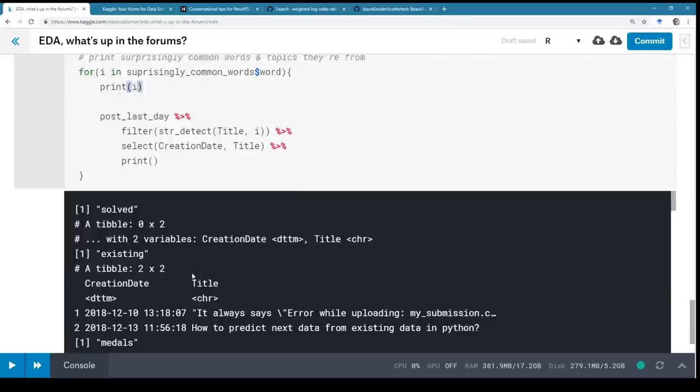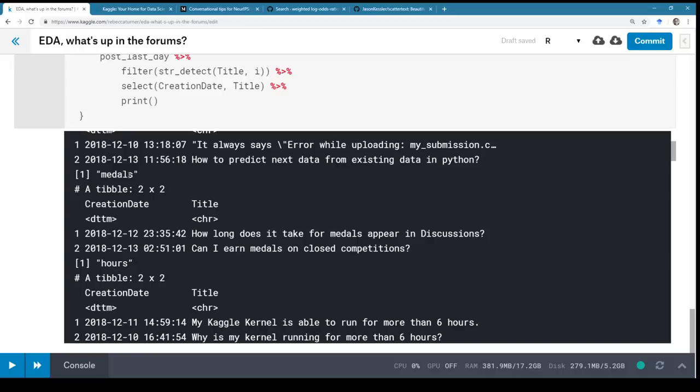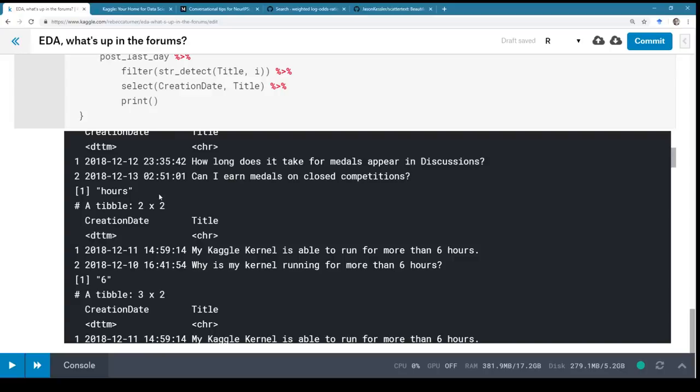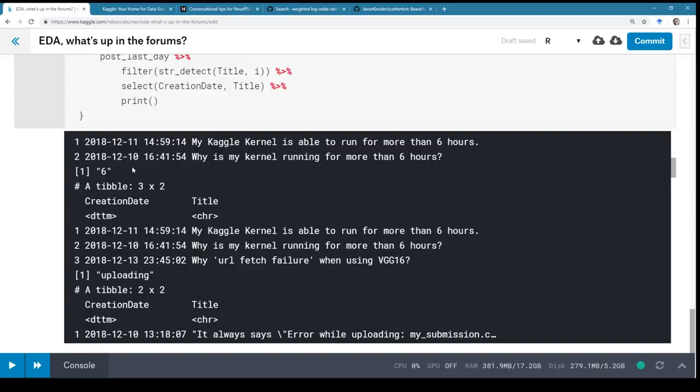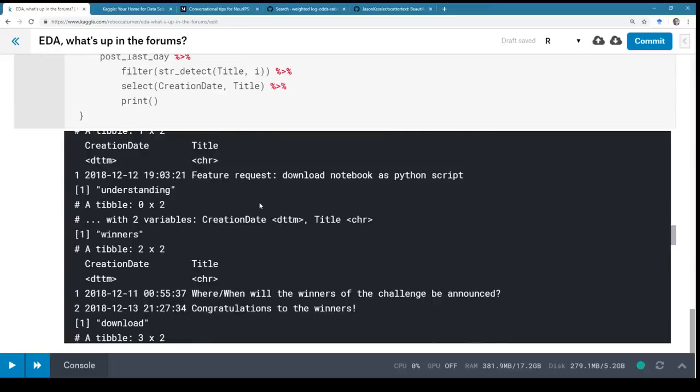So people said existing a lot. We got 2 of those. It always says error when uploading my submission, how to protect next data from existing data in Python. We can see people talking about medals. Can I earn medals on close competition? How long does it take for medals to appear in discussions? Hours: run more than 6 hours, running more than 6 hours. Six hours, and this thing that just happens to say 6. So you can see each of the topics associated with these surprising words.